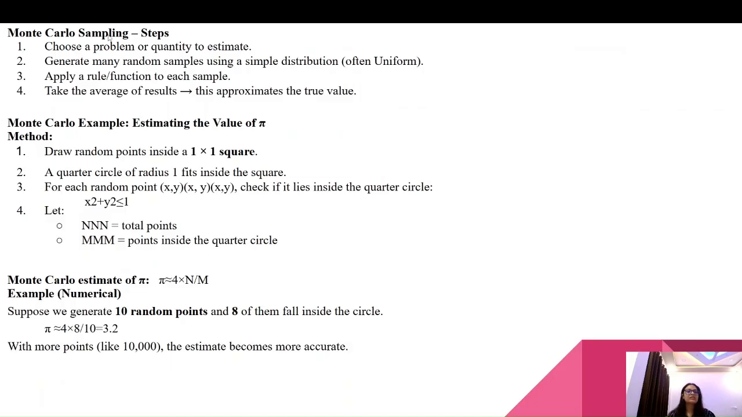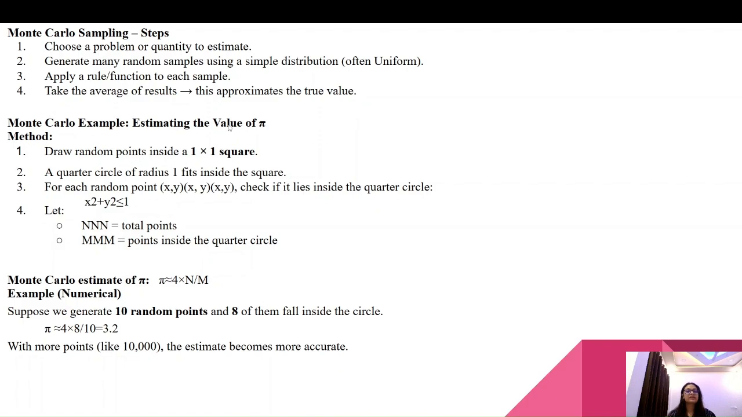The Monte Carlo sampling steps are: first, choose a problem or a quantity to estimate. Second, generate many random samples using a simple distribution such as uniform. Third, apply a rule or function to each sample. Fourth, take the average of the results. Then this approximates the true value.